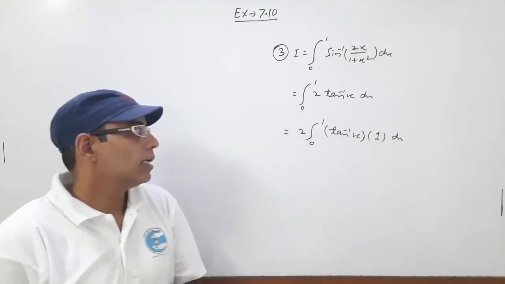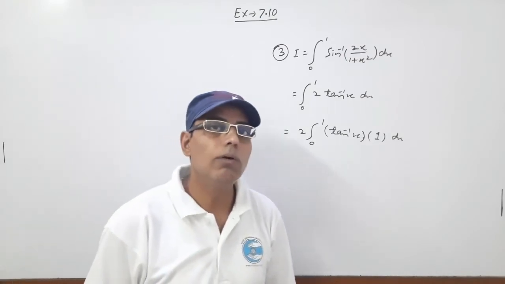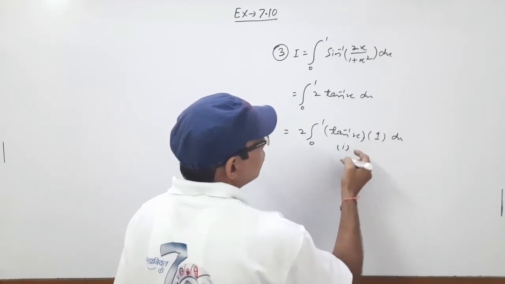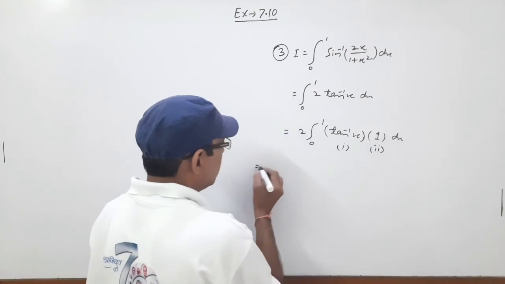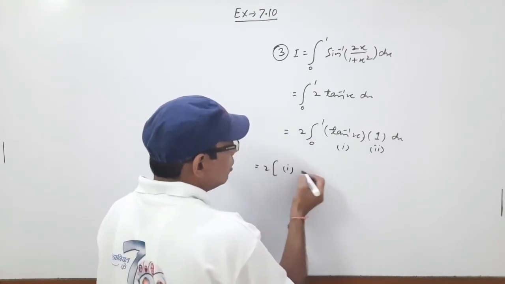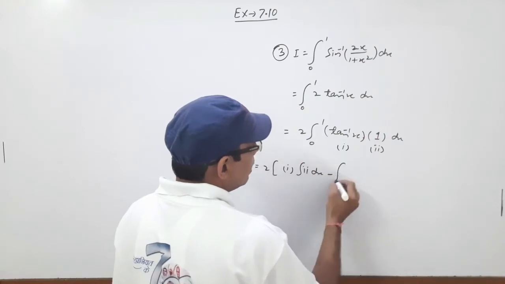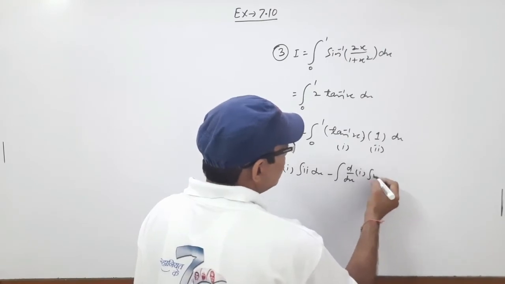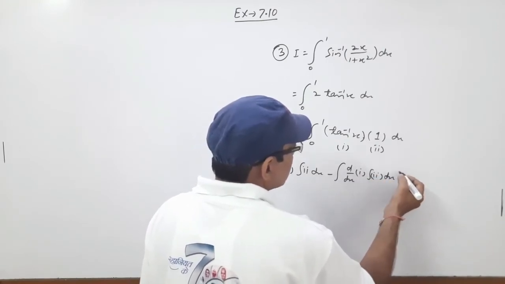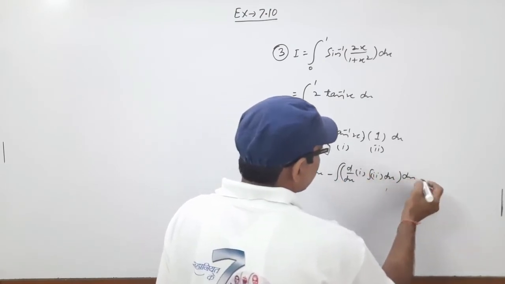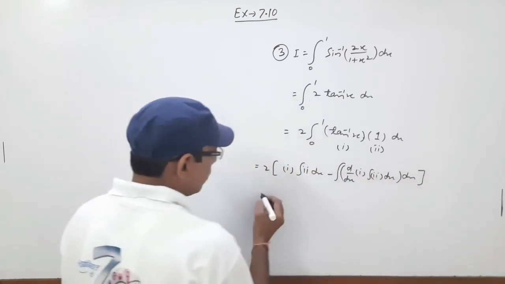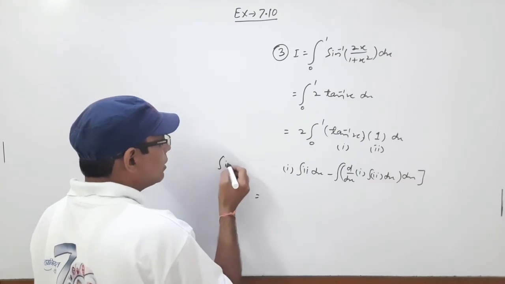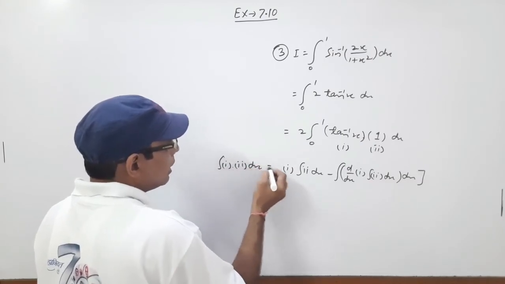When there is no number with an inverse function, we take 1 as the multiplier. Now using integration by parts, it is the first function and it is the second function. Using the formula, first times integration of second dx, minus integration of the derivative of first times integration of second dx, and whole dx. It is the formula. We have integration of first and second dx.